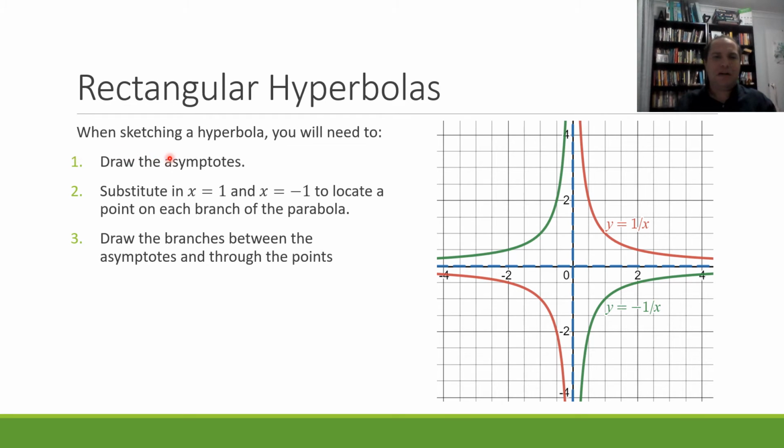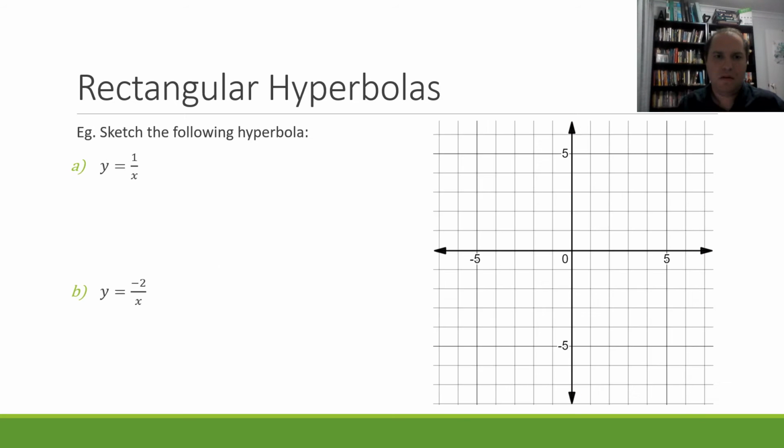Now when we're sketching a hyperbola, the key steps are drawing the asymptotes, which in this situation that we're looking at now, will just be x equals 0 and y equals 0. We then substitute in the points x equals 1 and x equals -1 to locate some points on the hyperbola that we can use to draw our branches, and then we draw the branches between the asymptotes and through the points we found in that second step.